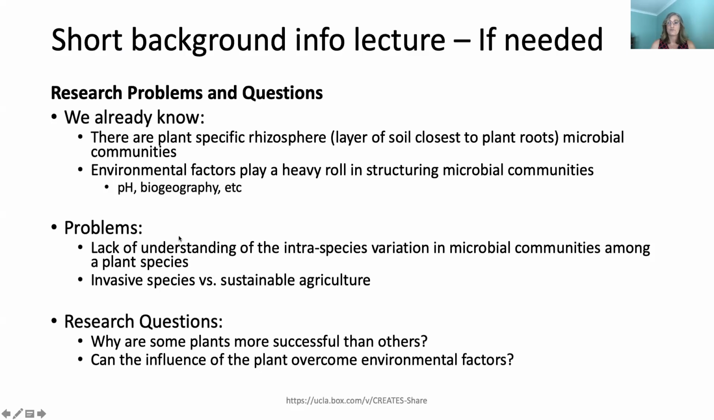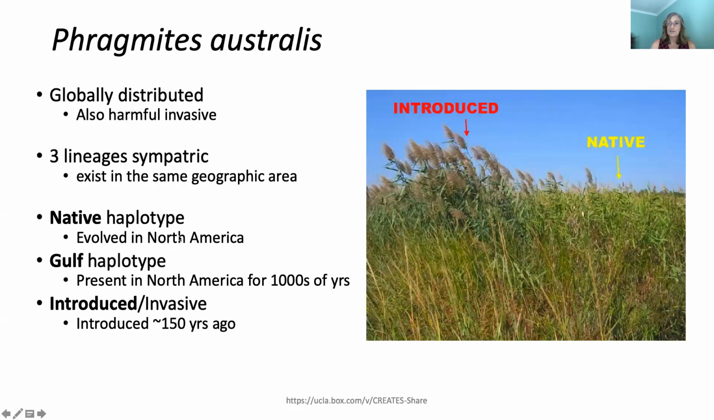For some context about this paper, it's about Phragmites australis, and this is globally distributed, but is also in some places a harmful invasive. There are three lineages of this plant, and they can all grow in the same geographic areas, but they have different haplotypes of the same species.